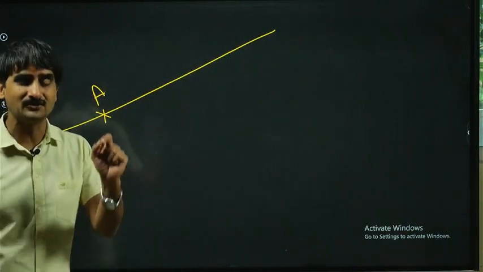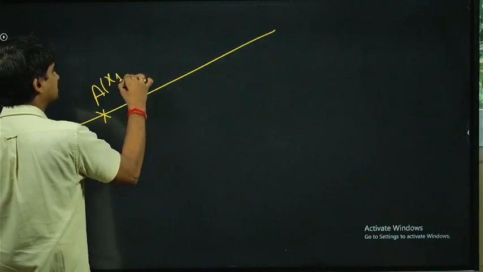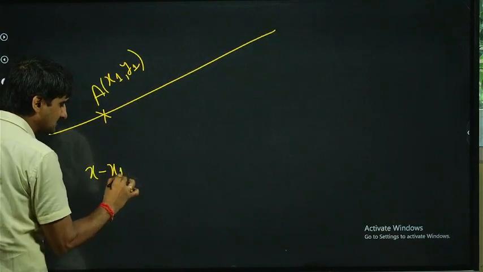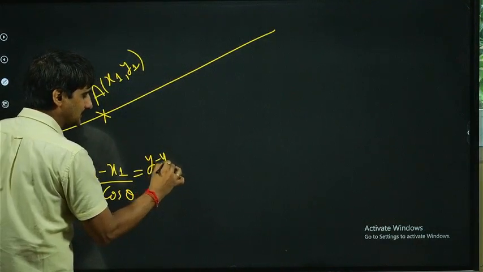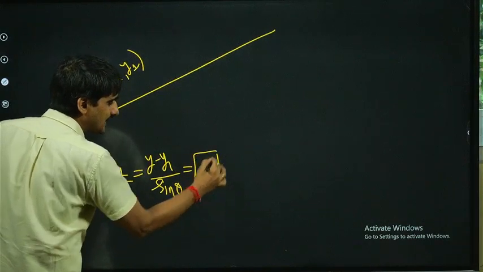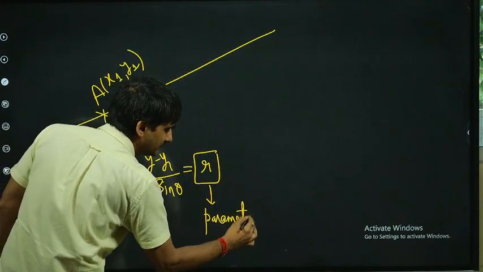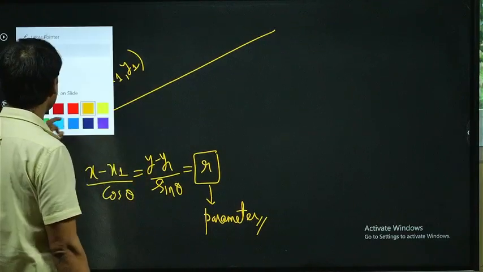The point is simple, because of the parameter. What is parametric form? If the fixed point through which the line is passing is (x1, y1), then its parametric form of equation is (x minus x1) by cos theta is equal to (y minus y1) by sin theta is equal to r. Now what is r? R is the parameter, and its geometrical significance tells us where to use it. So what is its geometrical significance?